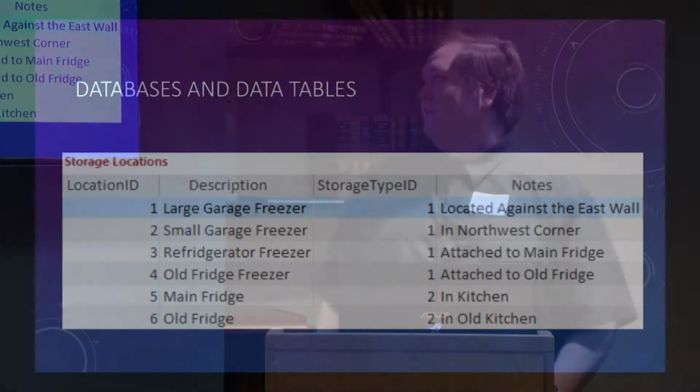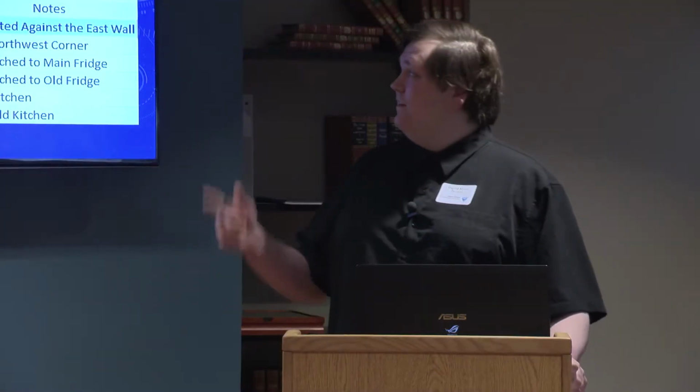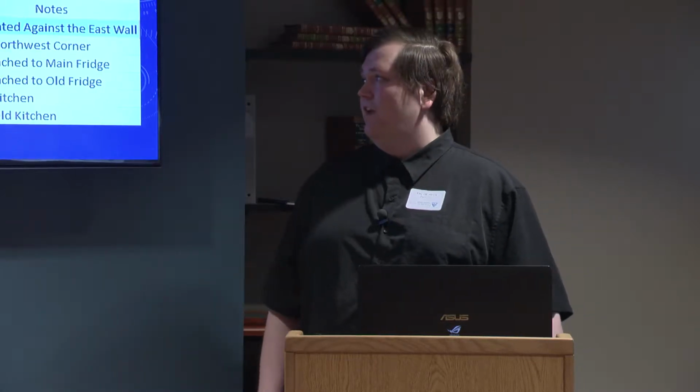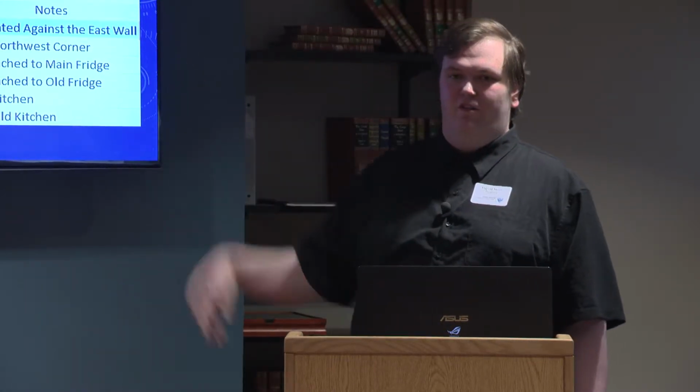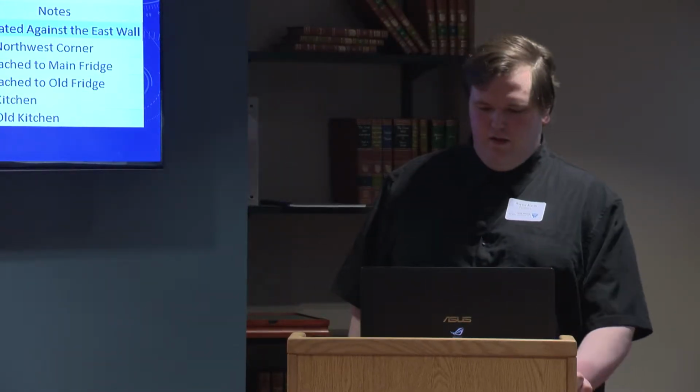So, starting with databases and data tables, a database is basically just a word for an organized collection of data of a particular sort. The most important item in a database is the tables, and tables are used to store the information. Generally, one table will store a list of things that are all of the same type. This is a visual representation of a table from my application that stores all the locations you might store stuff. So you see you've got freezers and refrigerators and so on there.